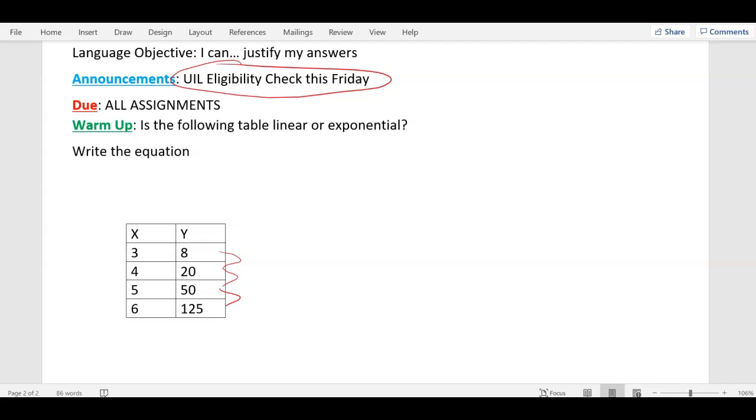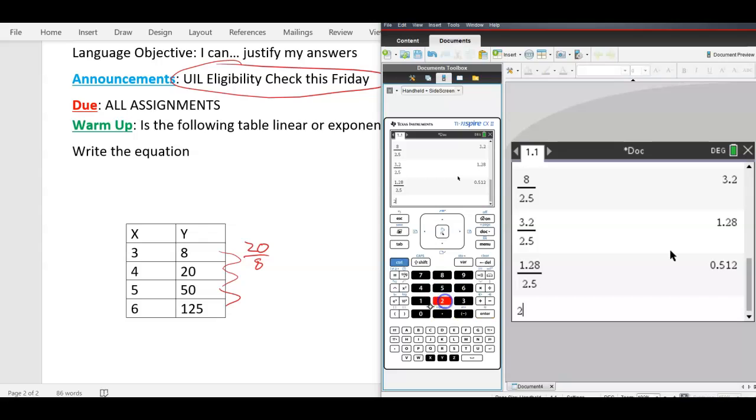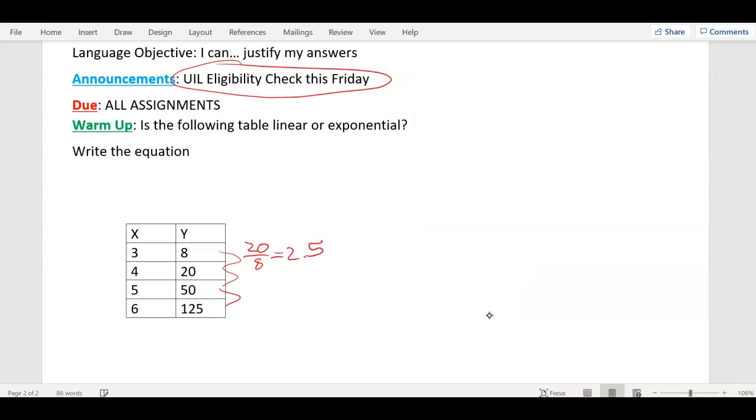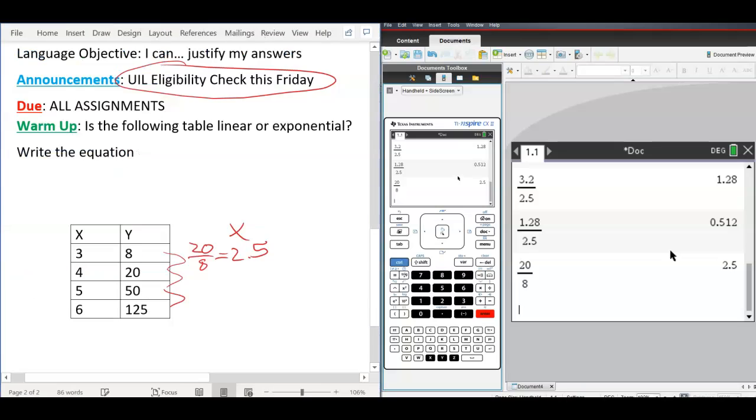Okay, let's do that. These are called common ratios, okay? That's your multiplier. So 20 divided by 8. I'm going to type that in my calculator, 20 divided by 8, but I'm going to press Control Enter to get the decimal. 2.5, okay? So my multiplier is 2.5. Let's try 50 and 20. What's the ratio to get from 20 to 50? I'm going to divide 50 divided by 20, Control Enter. It's the same ratio. Wow.